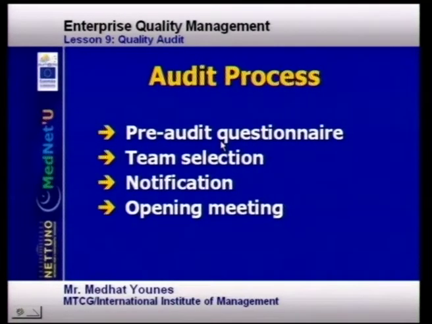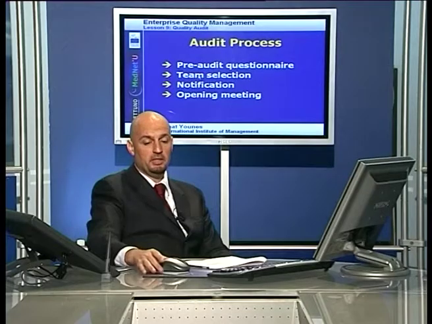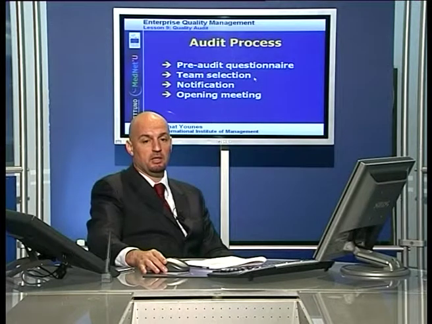Audit process. The audit process consists of 7 phases. The first one is the pre-audit phase. During this phase, a questionnaire is submitted to the customer and probably is also visited. The second phase, the audit team is selected, each according to their subject matter expertise. If you are auditing the legal department, you'll bring legal expertise. If you're auditing the engineering department, you'll bring an engineer, and so on.